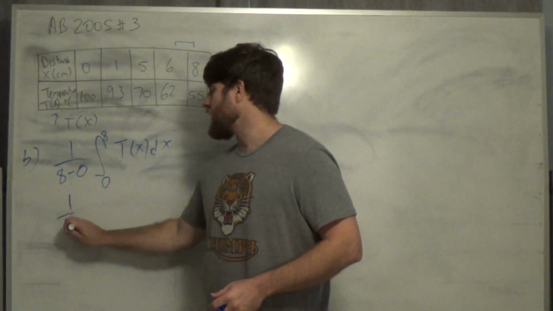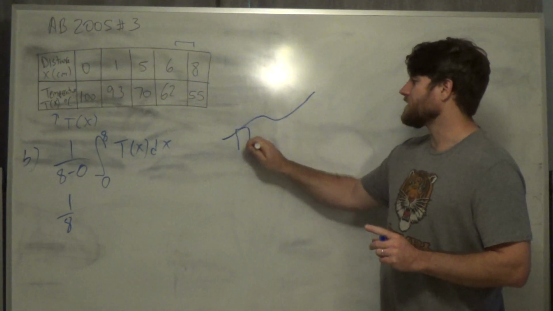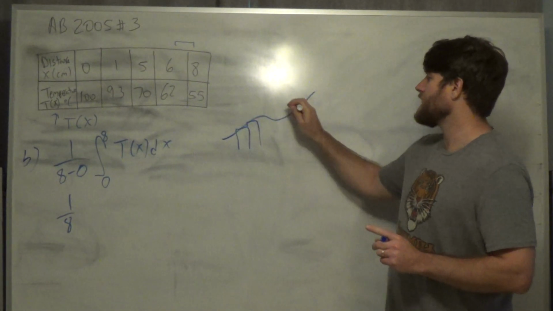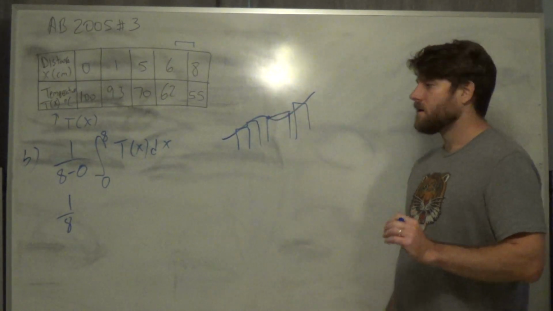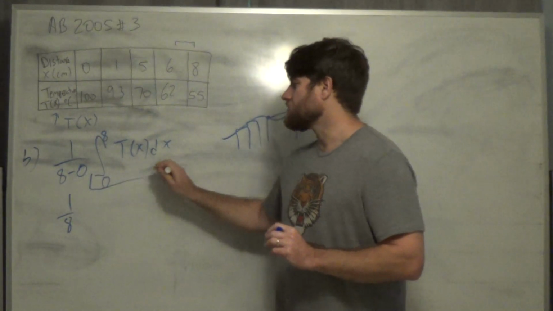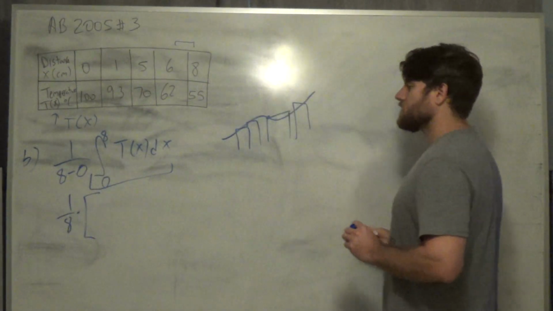trapezoidal sum. So the trapezoidal sum, here's what you have to remember. If you have some curve, whether you're using left-hand rectangles or right-hand rectangles or trapezoids, they're used to estimate the area. So the 1/8 goes here, and then the trapezoidal goes here. All right.